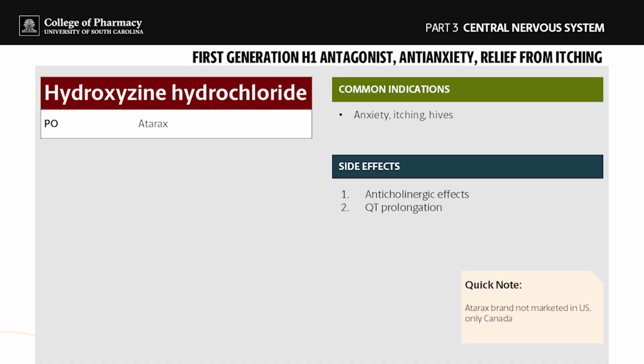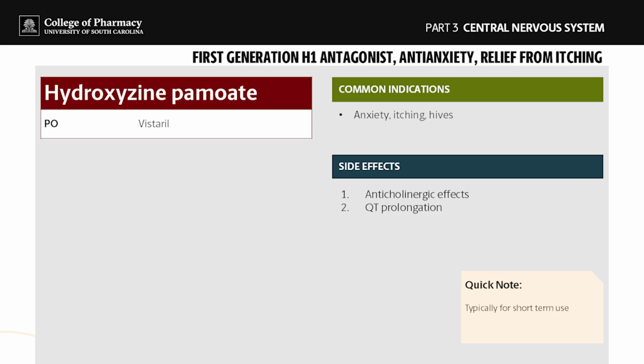Let's talk about those anticholinergic side effects. What would they be? Anticholinergic is anything that can cause drying of the eyes, the mouth, the nose. So it can cause constipation, dry mouth, dry eyes, blurred vision, etc. And drowsiness. Did I say that? First generation H1 antagonist anti-anxiety relief from itching.